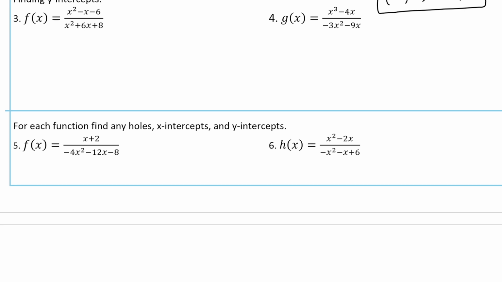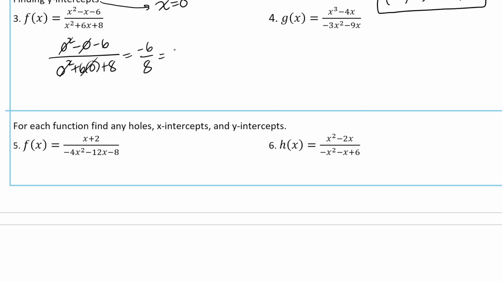Let's talk about finding y-intercepts. This is a lot easier. To find a y-intercept, instead of making y equals 0 or f of x equals 0, now we make x equal 0 and we solve. So when I do that, I get 0 squared minus 0 minus 6 over 0 squared plus 6 times 0 plus 8. Well, that's 0, 0, 0, 0. I'm left with negative 6 over 8, which simplifies to negative 3/4. So when x is 0, y is negative 3/4.